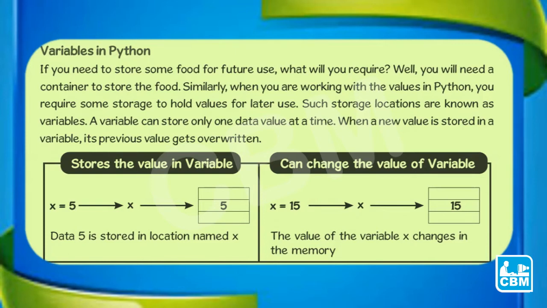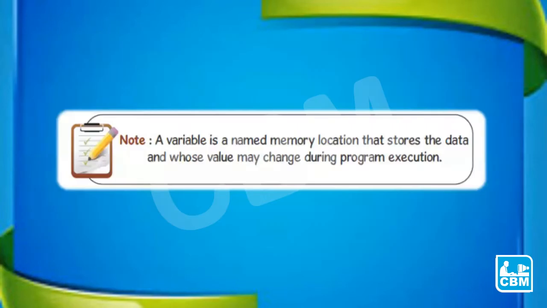For example, we can store the number 5 in a memory location called x by saying x is equal to 5. Now we can change the value stored in the memory location to 15 by writing x is equal to 15. In such a case, the previous value, that is 5, is lost. So basically, a variable is a named memory location that is used to store data. The value stored in the memory location can change during the program execution.